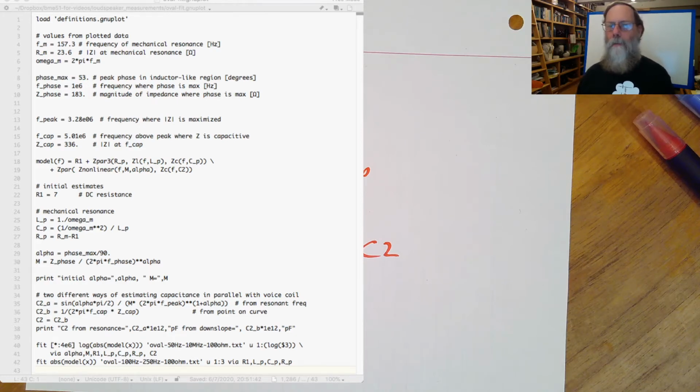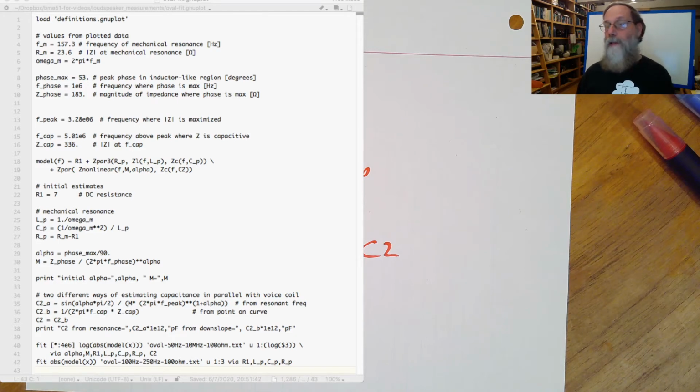And then RP, the parallel resistor that goes together with the inductor and capacitor here: I just said how high is that peak, Rm, that I had up at the top here, and subtract off R1, because those are what you would see at that peak. Again, these numbers are not super accurate because they don't take into account things like that extra inductor-like device down at the bottom. But they give a good starting point from which the fitting can then get all the correct values of the parameters.